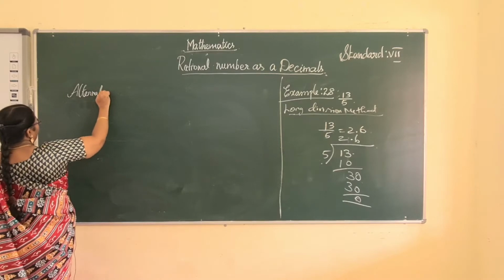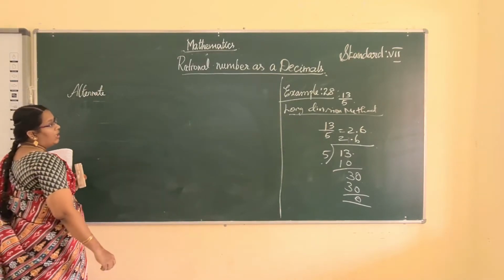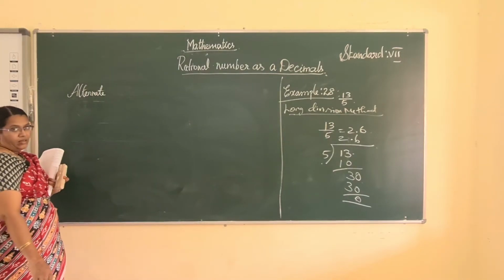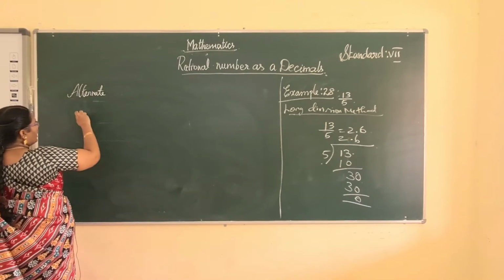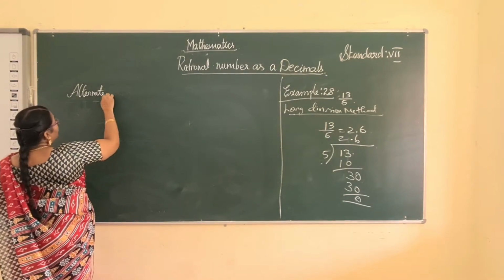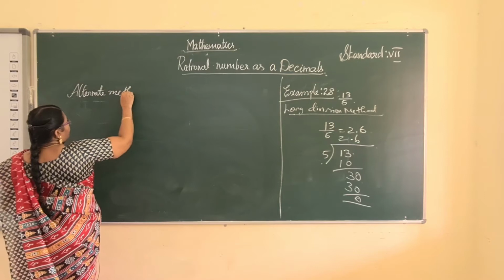Alternate method means writing the equivalent rational number with the denominator as a power of ten. Okay, alternate method.